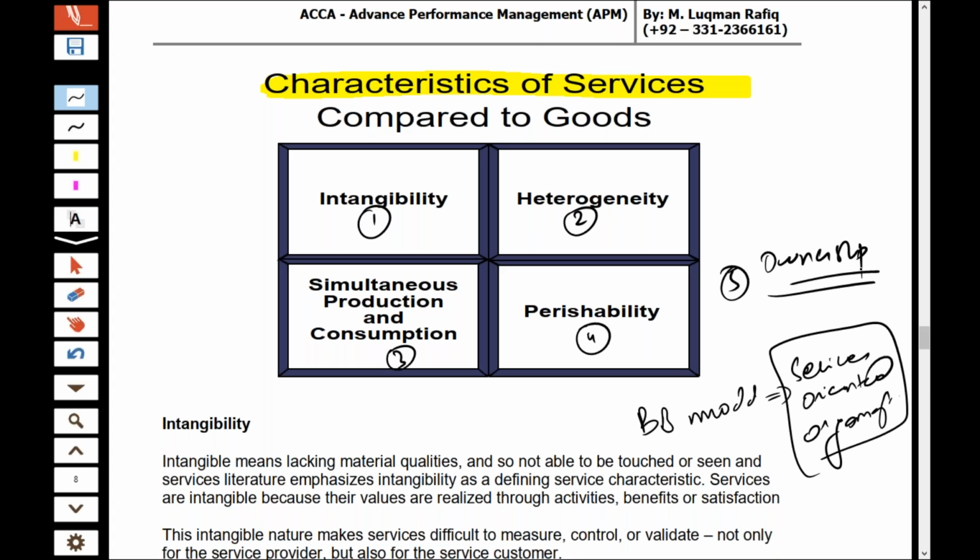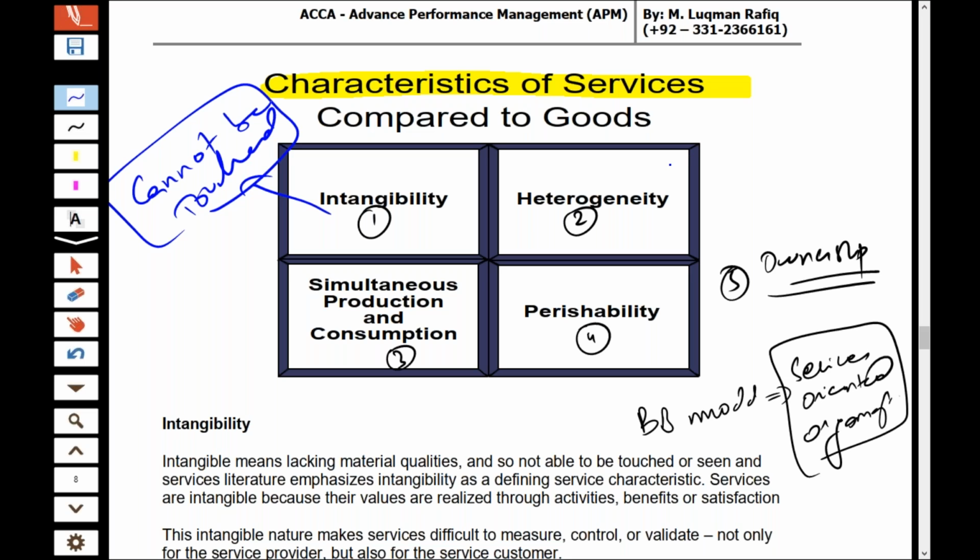Okay, now the next thing. The first thing is, a service is intangible, it cannot be seen, cannot be touched. That is one of the features. For that specific reason, a service cannot be compared with goods directly because there is an intangibility involved. Then there is heterogeneity, which means it's always going to vary. Why? Because of the involvement of humans. The human factor leads to variability in the service every time it is delivered.